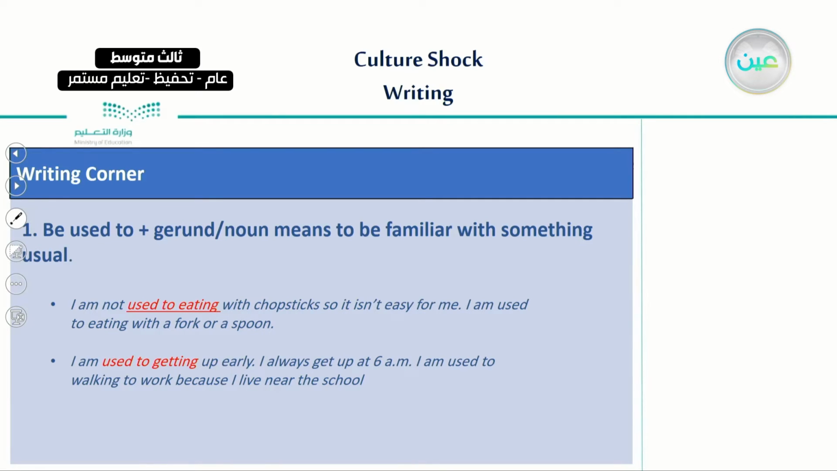So how can we form sentences when we want to talk about the things that we are familiar with before? We use used to plus a gerund. As we can see here, we use used to, and this is a gerund. The same goes here. Here we use used to, and here we use a gerund. And again, when can we use such form? We use such form when we talk about something that we are familiar with before, but not now.